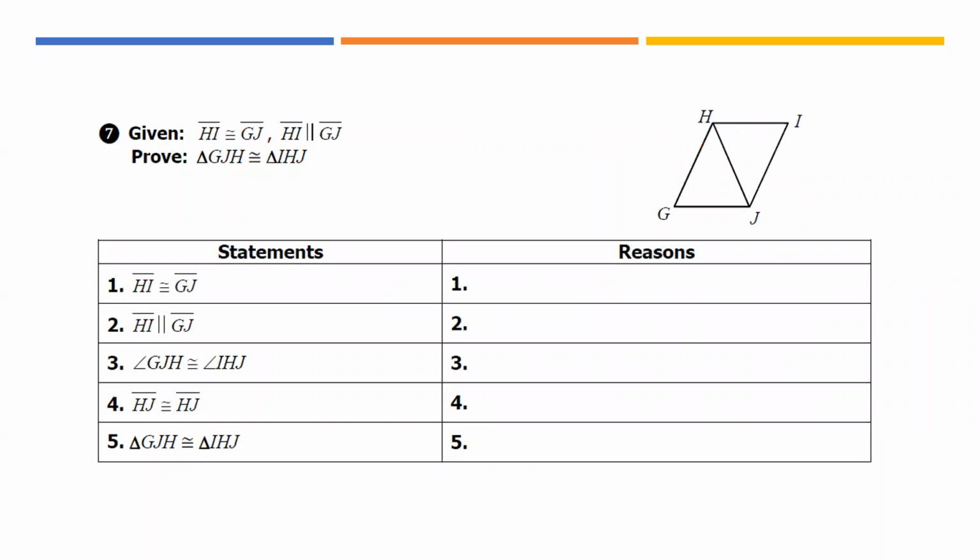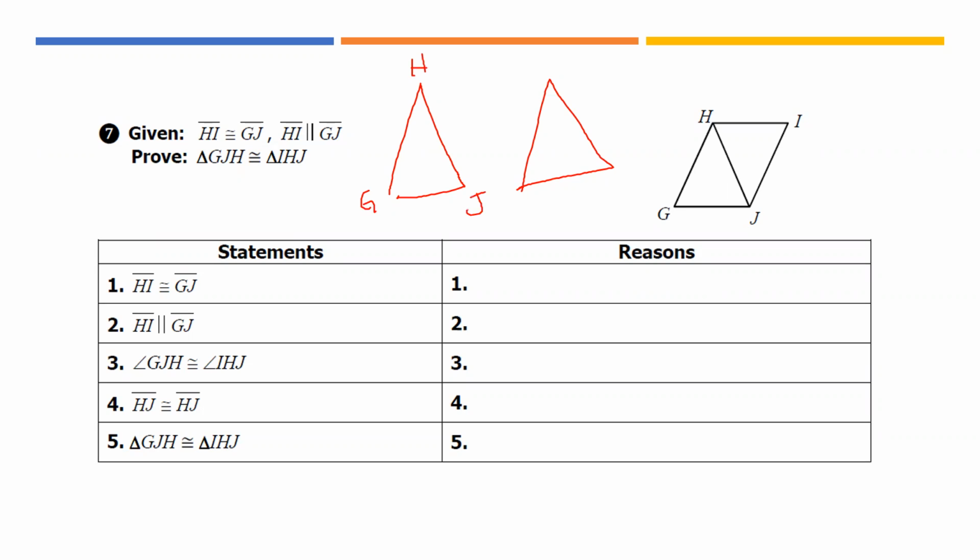Another example: oh, I see two triangles sharing a side there. I'm going to redraw them, and in the back of my mind, I'm going to know that I have to use the reflexive property. All right. So let's label these triangles H, G, J.